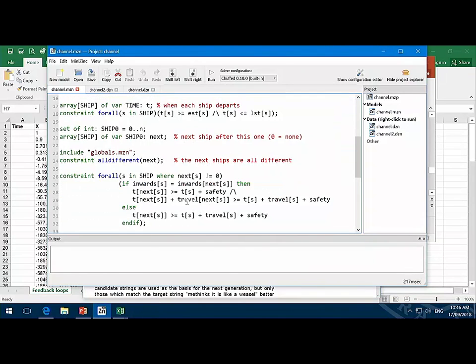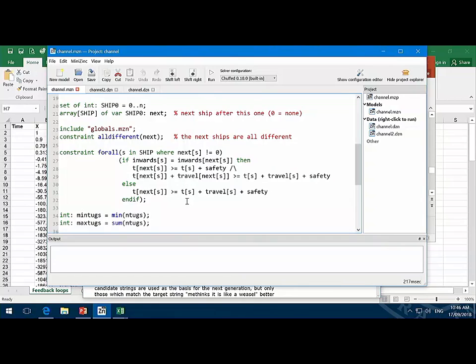Here's the complicated part, which is the interaction of the ships. The nice thing is that now we've got the next ship after us, we only have to talk about our interaction with the next ship. So let's think about the two cases. If we are going in the same direction as our next ship, we can be really close. The time that our next ship can leave just has to be bigger than the time that we leave plus the safety distance, because we're heading in the same direction. But we have to be careful, because the travel times are different.